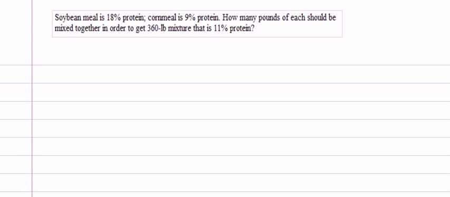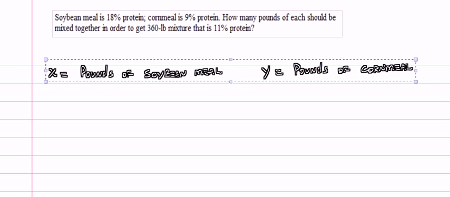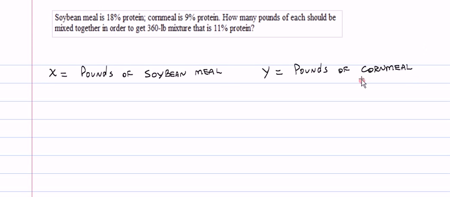Now, these mixture problems can be a bit challenging, so let's first, as always, start by figuring out what it is we're looking for. The unknowns. Well, we want to know how many pounds of each, how many pounds of soybean and how many pounds of cornmeal do we need to get a 360-pound mixture that is 11% protein. So let's label them. Let X be the number of pounds of soybean meal, and let Y equal the number of pounds of cornmeal.